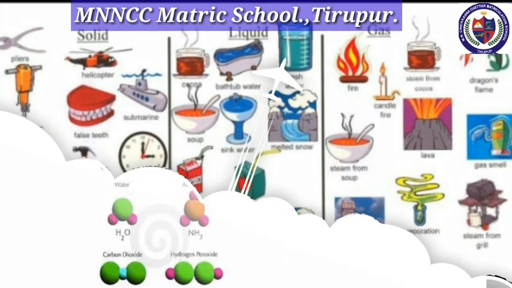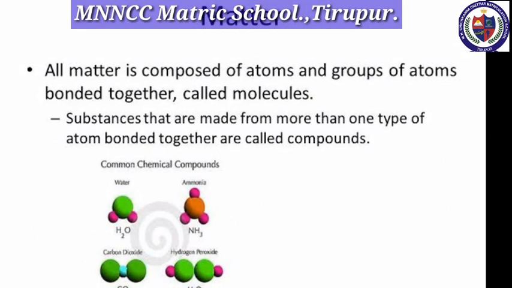Then next we move to how the matter is composed. All matter is composed of atoms and a group of atoms bonded together called molecules. Substances made from more than one type of atom bonded together are called compounds. The compound makes the matter. Matter in any physical state is composed of smaller particles such as atoms, molecules, ions.